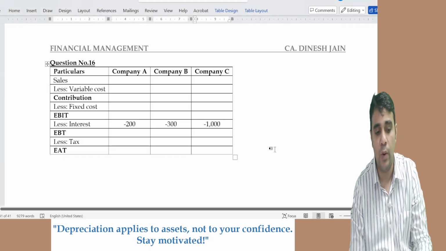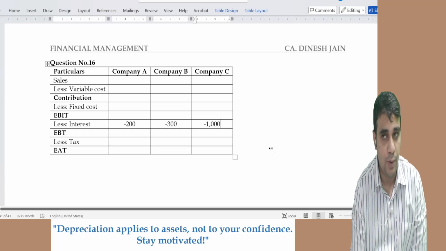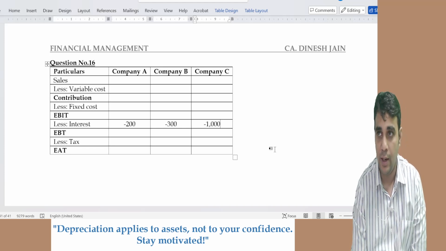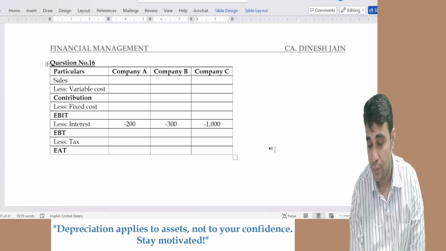What's the formula for OL? Contribution by EBIT. I don't have contribution. I don't have EBIT. I also don't have the in between item. Cannot use OL as of now. What's the formula for FL?